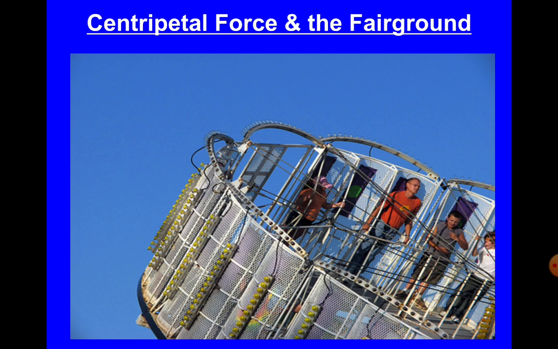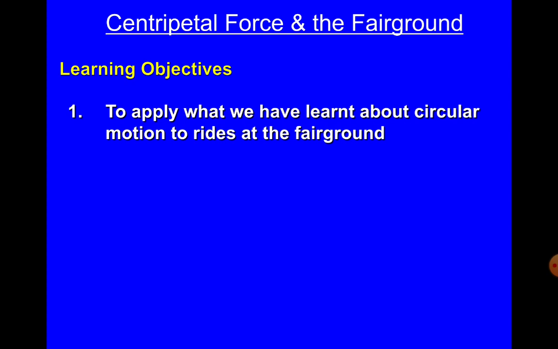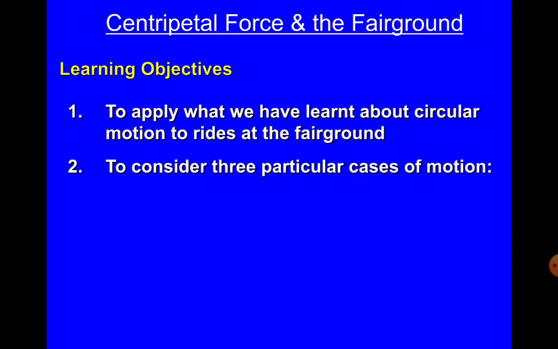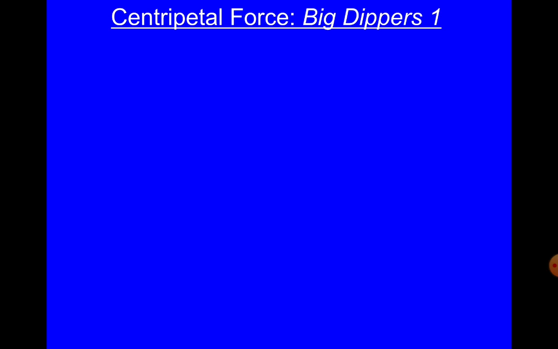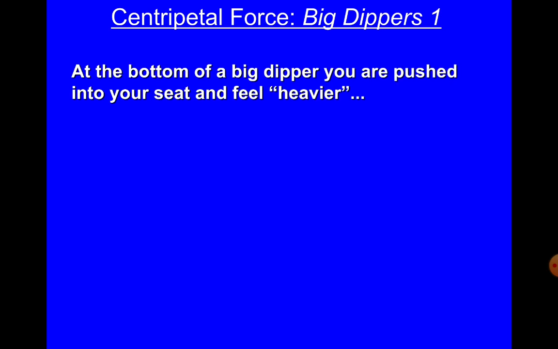Okay. Now let's look a little bit at centripetal forces and a fairground. We are applying all the things that we are learning in circular motion to consider three particular cases of motion: the Big Dipper, the long swing, and the centrifugal wall of death. The Big Dipper, we call it. And it's interesting to know what is happening here.